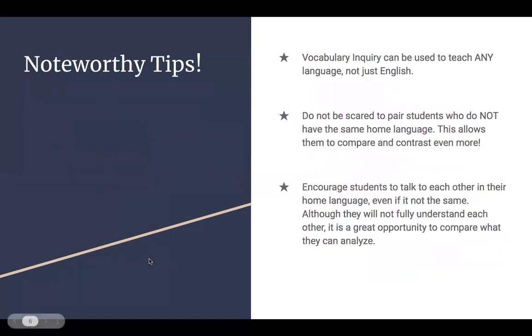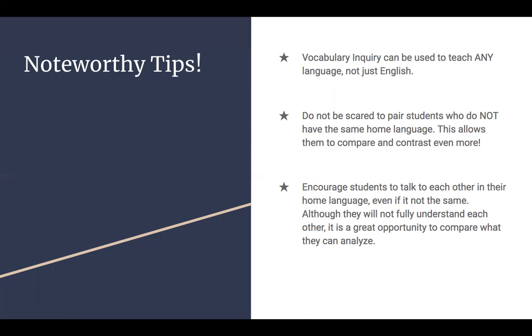And lastly, here are some noteworthy tips that I came across while looking into this. So, vocabulary inquiry can be used to teach any language and not just English. I found this very interesting because this vocabulary inquiry is used to make connections between the home language and the target language. So, if somebody is learning Spanish or French, they can make these same connections, and if the home language was English and they're trying to learn another language like German or any other language, they're able to make these connections, find the cognates, find the word sound similarities, stuff like that.